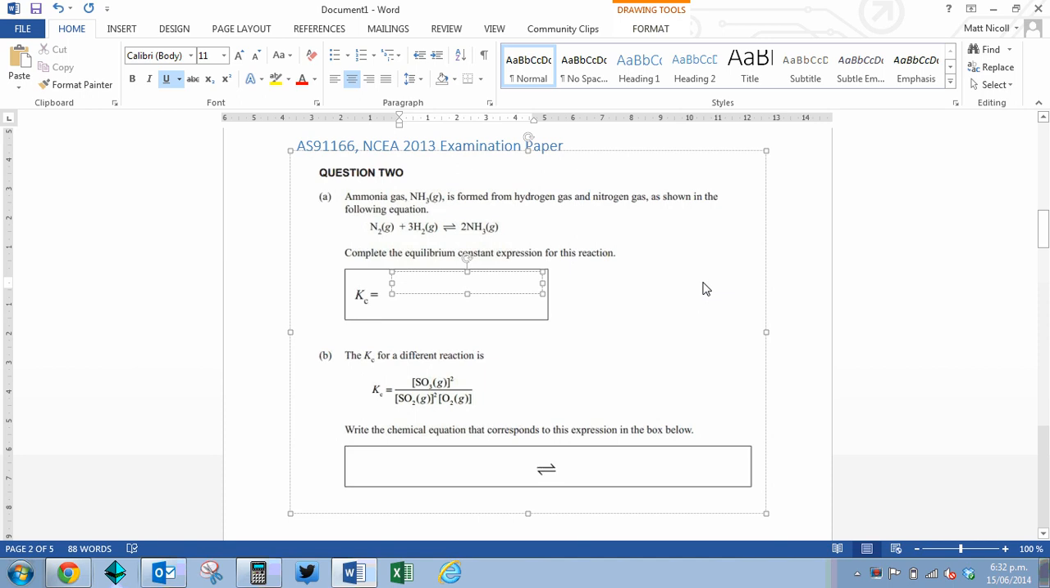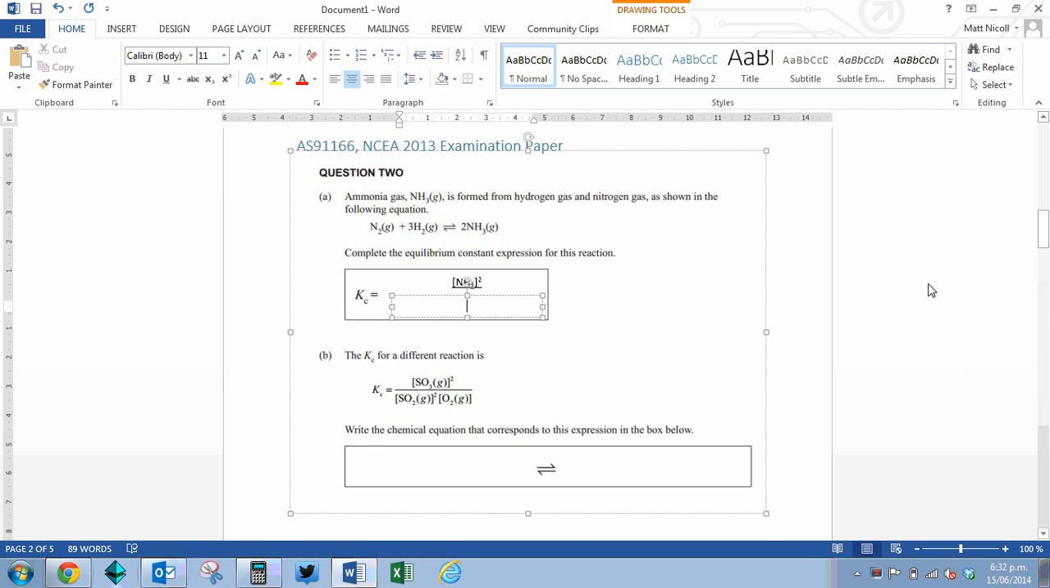Okay, it's products over reactants, and I use square brackets. So I've got NH3 gas. I'm sorry, I'm not going to use the subscripts in this video just for simplicity. So NH3 is going to be on the top, and see the 2 in front of it? This means that that number has to be squared. So I put the 2 as a squared.